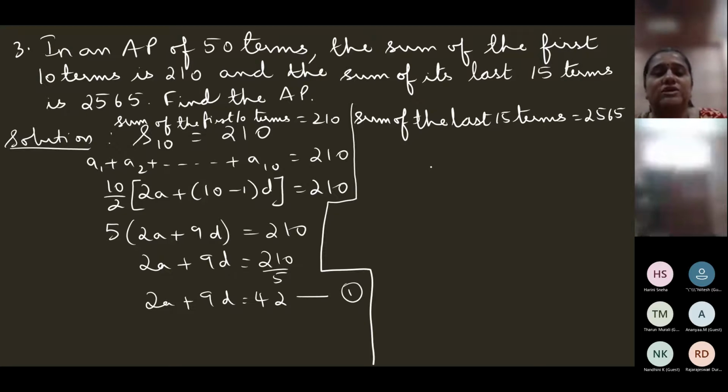So last 15 terms, from where should we consider, children? If the AP has 15 terms, which is the first term of the last 15 terms? A15? No, children. The AP has 50 terms. The sum of its last 15 terms is 2565. Then, of the last 15 terms, which is the first term? A50, ma'am.